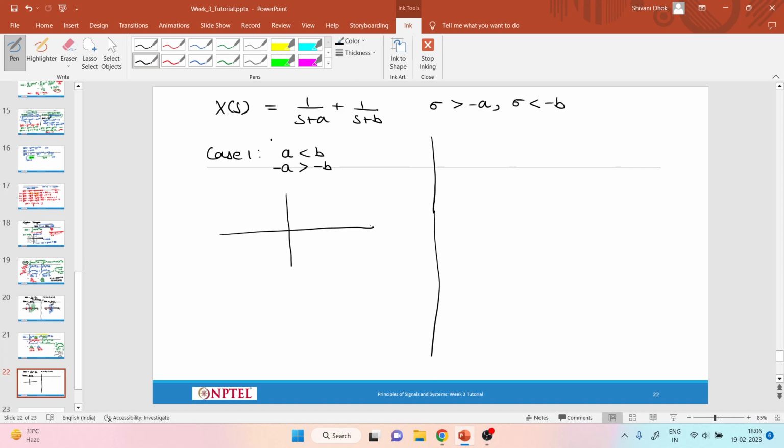And note that these two conditions should be simultaneously satisfied. It is an and condition, and it is intersection and not union. So here what we are getting is your minus a is here, your minus b is here. That is, your minus a is greater than your minus b.